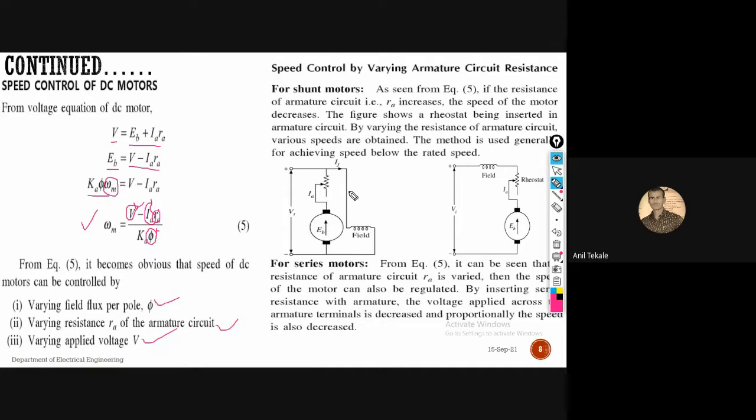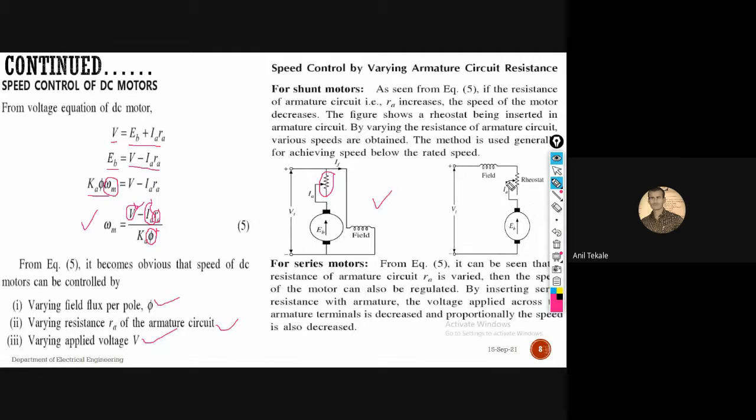As you know, in the armature resistance method, the armature resistance is inserted in series with your armature circuit. By using a variable resistance or rheostat, we can vary the resistance. Once we vary the resistance, your current will change, and the speed will also be affected. Whenever we want to achieve a speed below the rated speed, this method is sufficient.